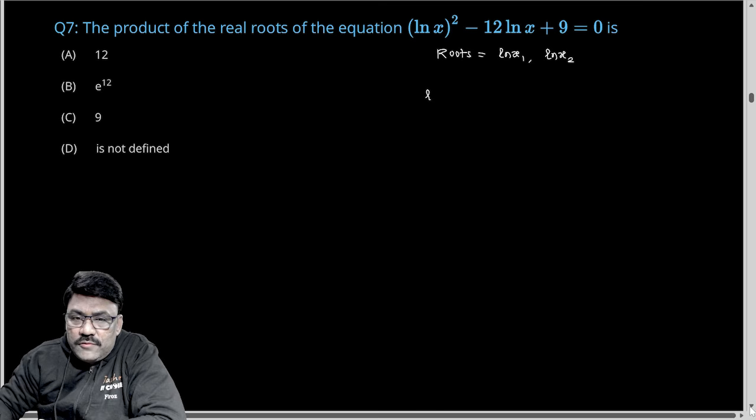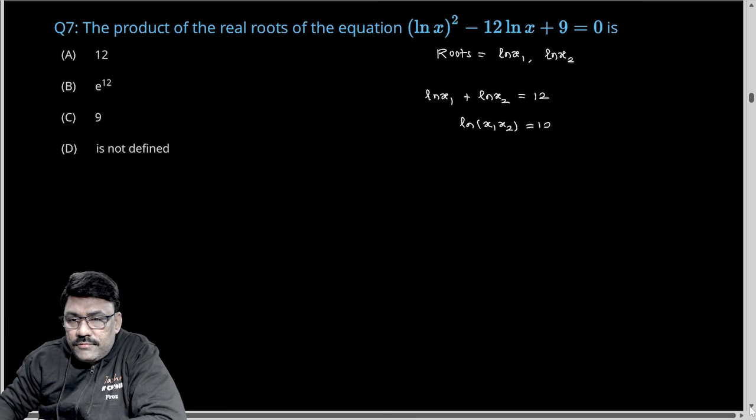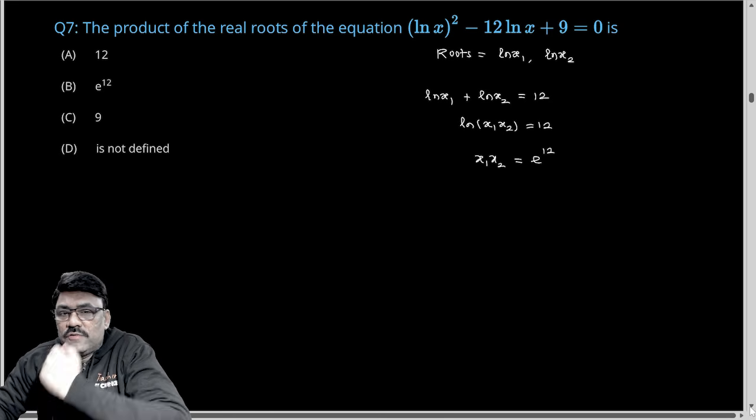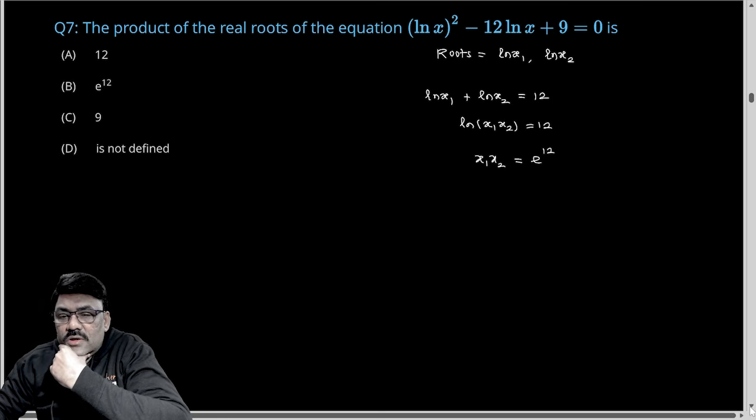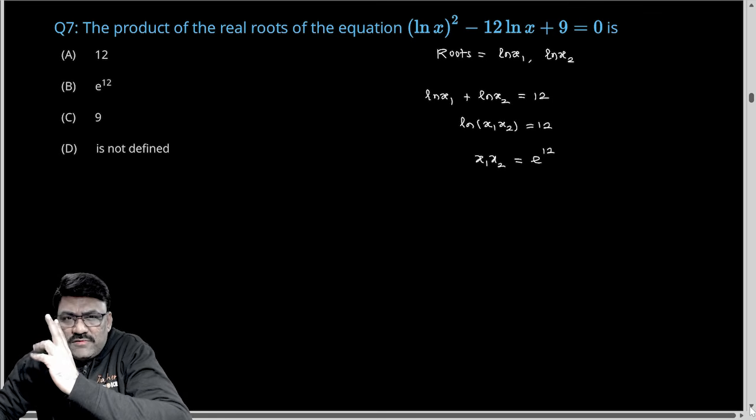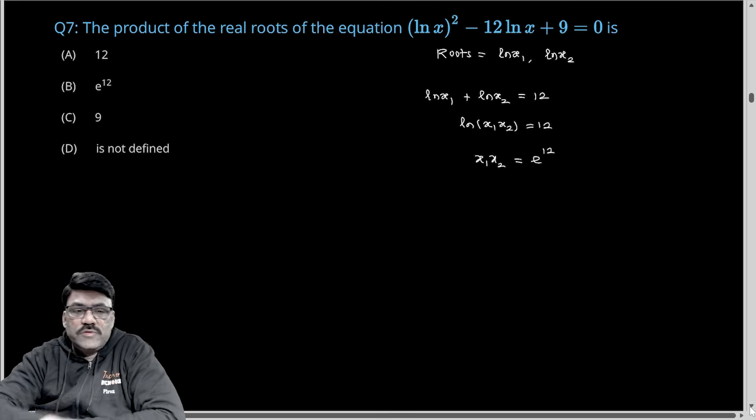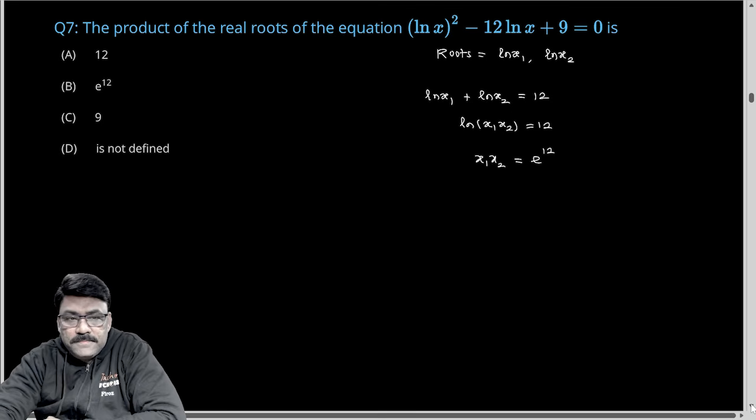Now if I take sum of roots here, log x1 plus log x2, so sum of roots minus b by a, which is 12. So I got log x1 x2 is 12. And hence I can say that x1 x2 will be e raised to 12. Means product of real roots of this equation is e raised to 12. Means let's say you are getting 2 values of x, x1, x2. The product of 2 values of x is e raised to 12. Means option B is the correct option here.